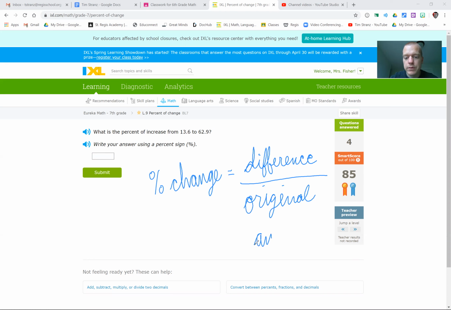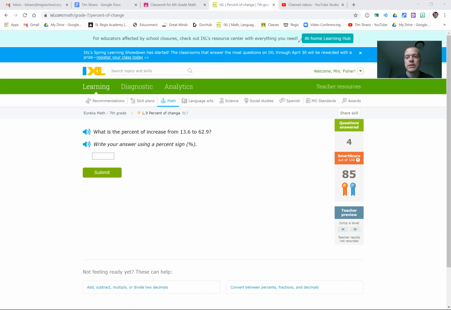Original amount. So if you look at this one, your difference. So to get to 13.6 up to 62.9, what's the difference, right? What's the space in between that? So you would do 62.9 minus 13.6 to find your difference. And then you're going to divide that by your original amount, which is 13.6, right? That is how you're going to do that skill. Let's go on to the next one.